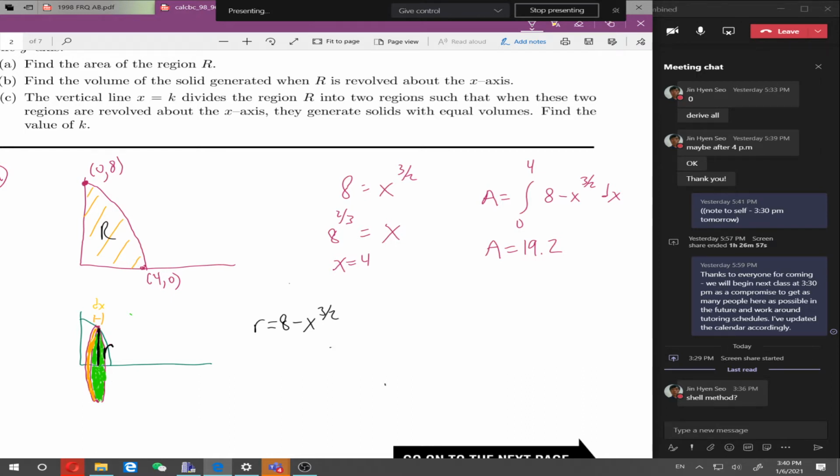So pi times the integral of 8 minus x to the 3 over 2 function to the power of the square. Yes. Okay, so to the power of 2 or squared. And we are integrating from what to what? From 0 to 4. Okay, we are integrating from 0 to 4.